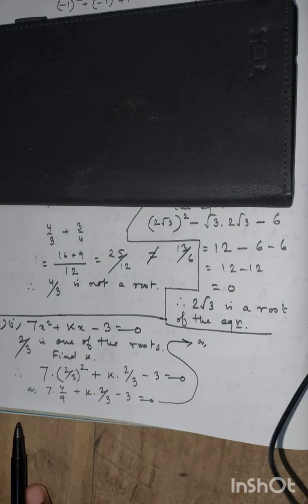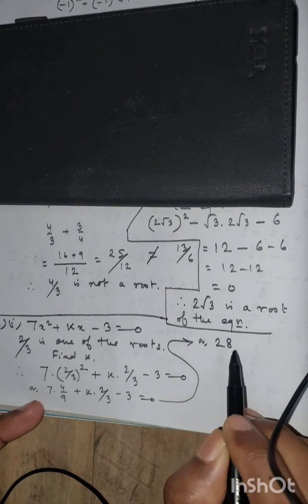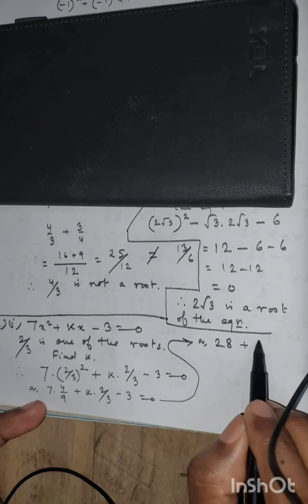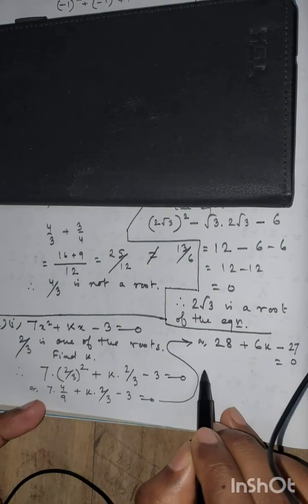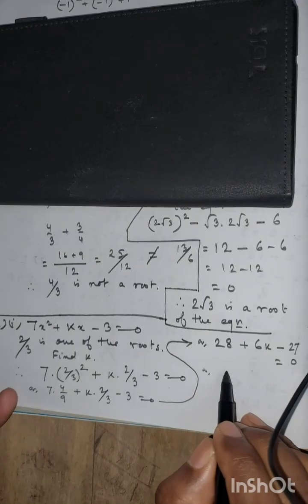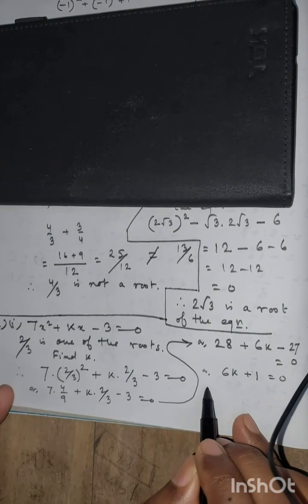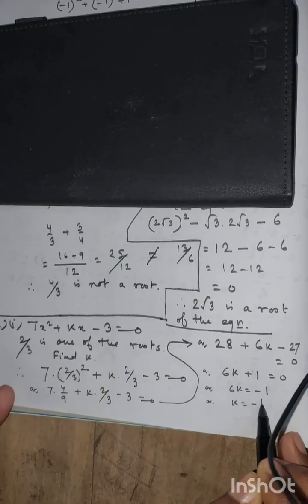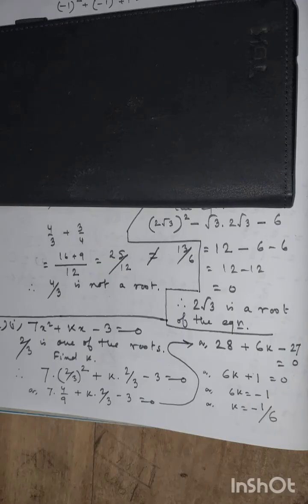We are multiplying left and right sides of this equation by 9. Therefore, the value of k is minus 1 by 6.